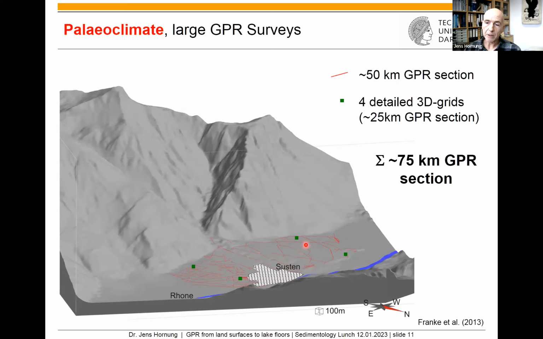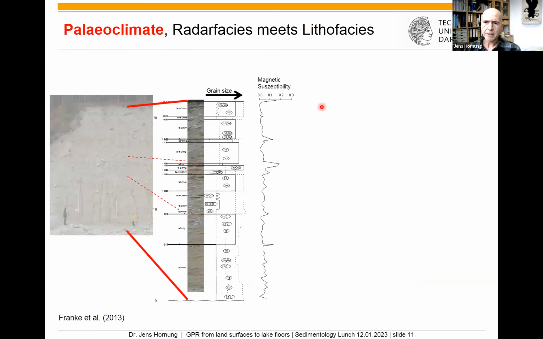And then we had also detailed 3D grids, and they contribute also with another 25 kilometers of GPR section. So really large surveys, and we can combine these large surveys with outcrop data. So we have our sedimentological section, we have the lithofacies, some measurements, whatever you like when you have outcrops.